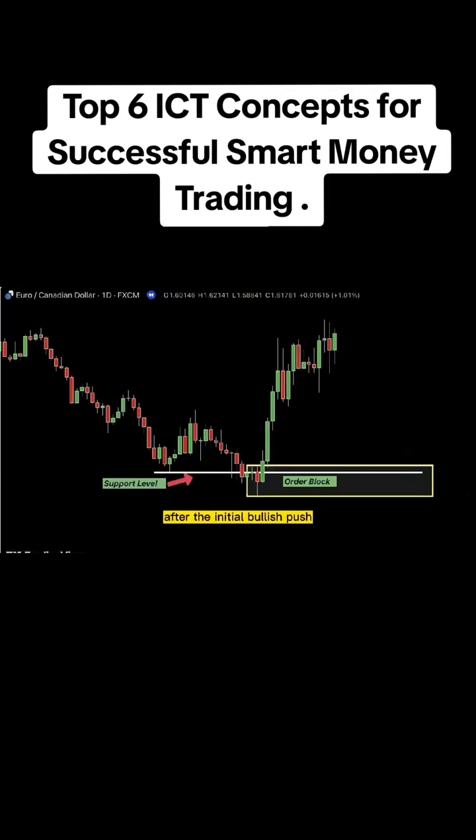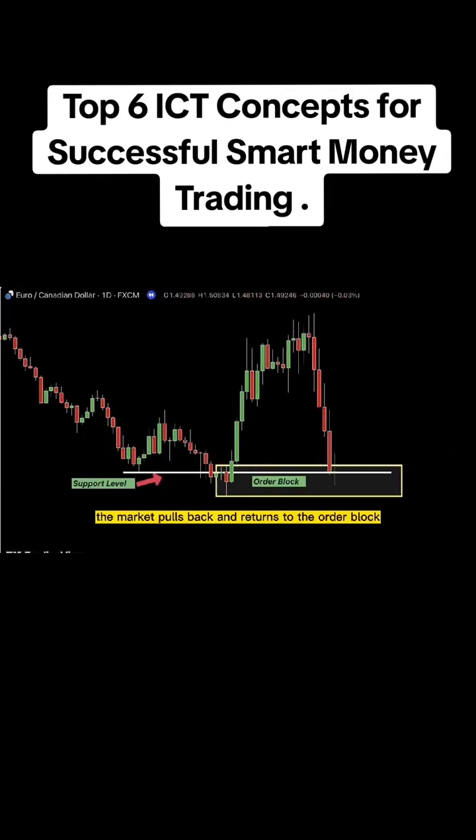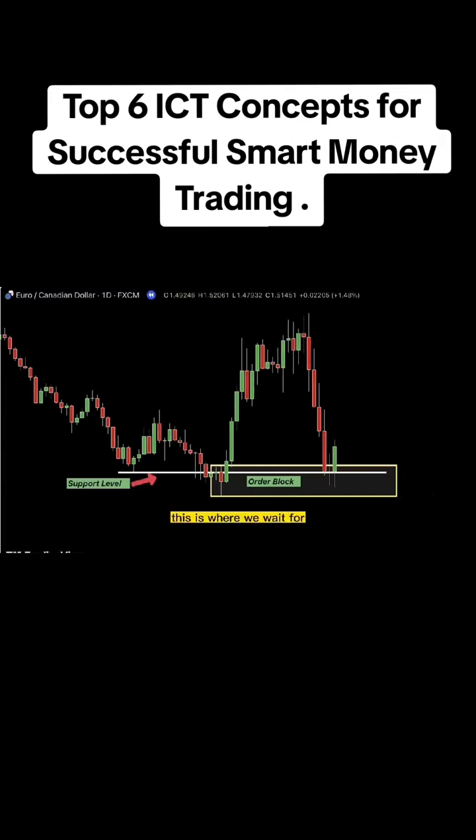Watch the price return to the order block. After the initial bullish push, the market pulls back and returns to the order block. This is where we wait for confirmation of a potential long trade. The price enters the order block, testing the demand zone where smart money had previously entered.